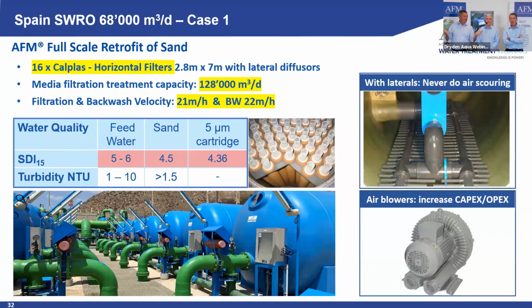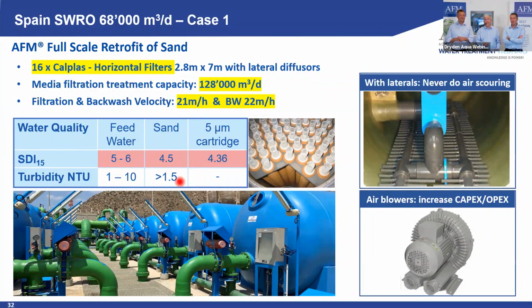I think it's 15 years old. They have some problems, not because of the filters. You see the size: 68,000 cubic meters per day of permeate. The pre-treatment is 128,000 cubic meters per day. And if you look at the water quality, it's pretty poor. The SDI is 5.6, which is already tough. Actually, in this plant it's going more towards 6.